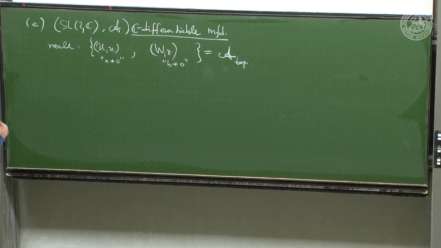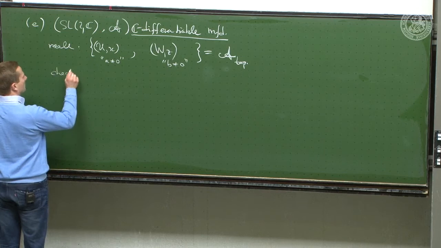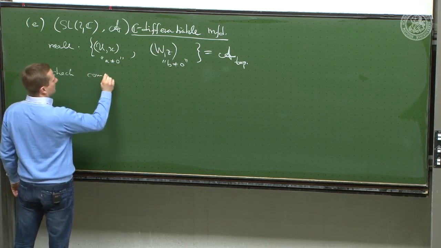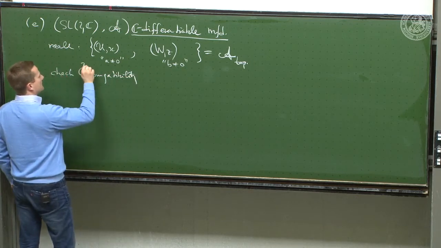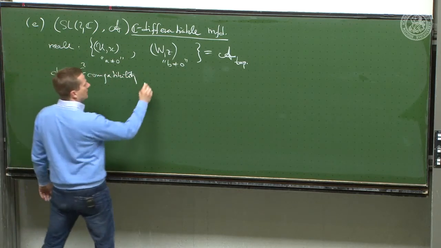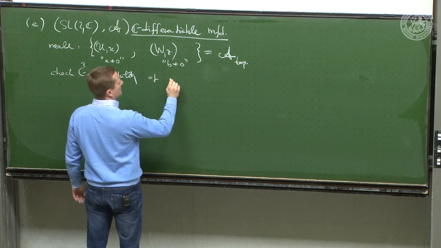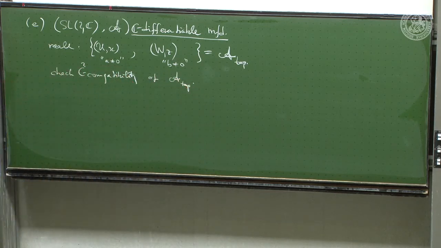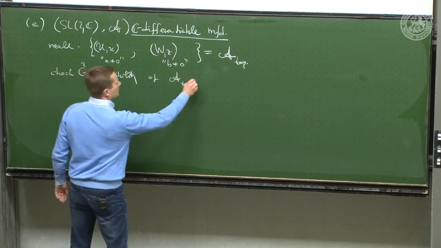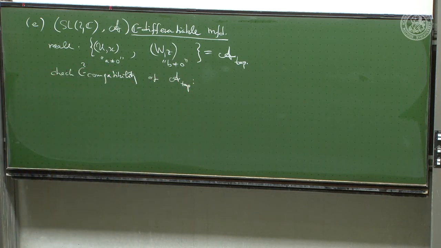C infinity or C1 or whatever compatible. So check C-question-mark compatibility of the charts in the topological atlas. It's certainly C0, but are there more? So what do we do? We consider a transition map.